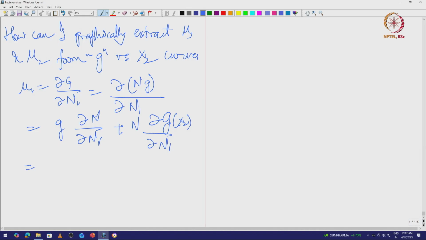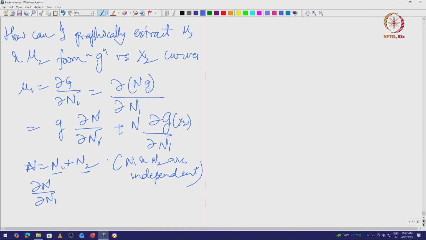Now, n is nothing but n1 plus n2. n1 and n2 are independent, it is not like x1 and x2. x1 and x2 are dependent in that x1 plus x2 is 1, but n1 and n2 are independent. I am not normalizing it with anything. So, dou n by dou n1 means I just change n1 and see what is the change in n. I do not change n2, I keep n2 constant, and that should be equal to 1. So this is a quantity that is 1.